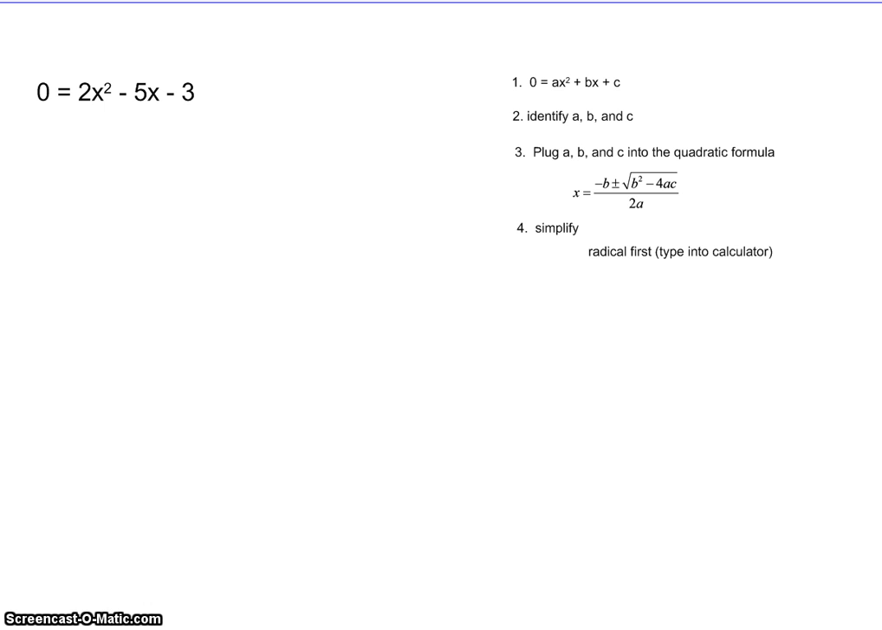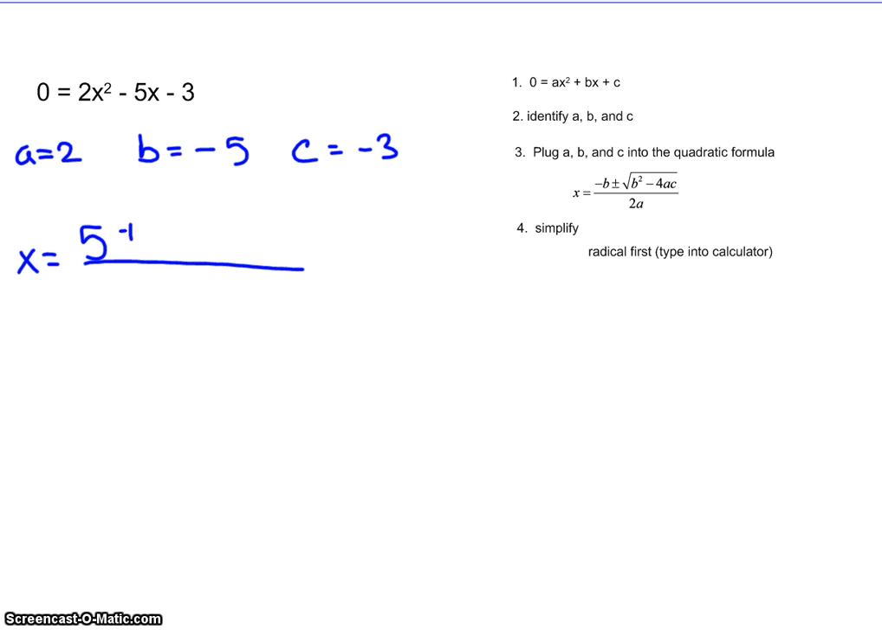All right, so if we look at another example, it's in standard form. So A in this case is 2, B is negative 5, C is negative 3. Again, we take our sign with it. Plugging it in, x equals the opposite of B. The opposite of negative 5 is positive 5. Plus and minus, that's what's helping us get our two solutions.